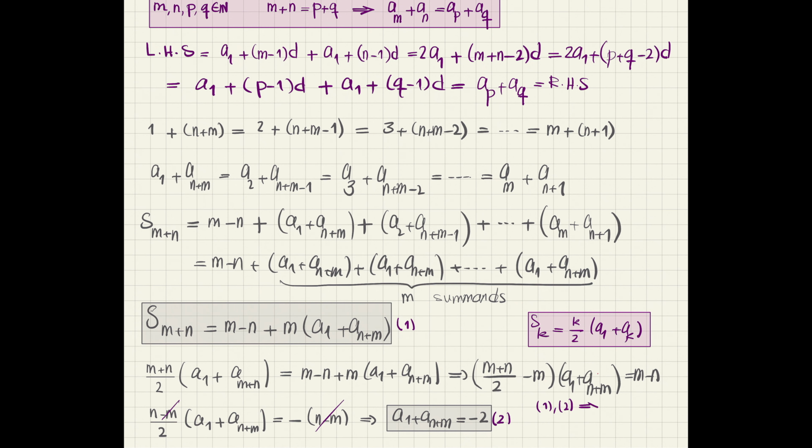So from number 1 and number 2, what I can conclude, S sub m plus n is equal to m minus n minus 2m. Do you agree? Instead of this expression, I put minus 2, so it becomes minus 2m. But what is this? This is just minus m minus n. Agree? So, and then I move these two to the right. They both become positive. So it becomes m plus n plus S sub m plus n is equal to 0. The same relation. Yes?